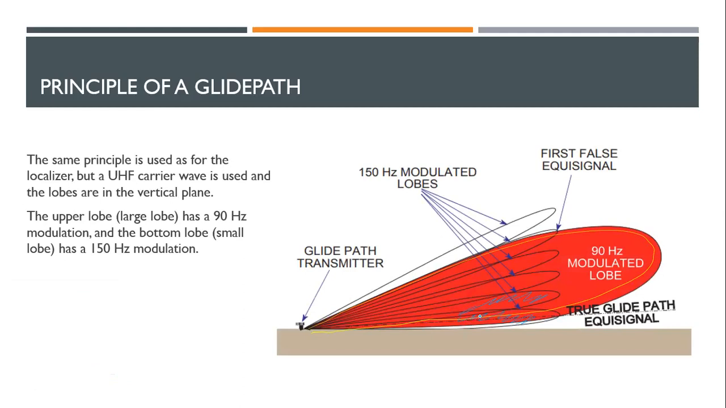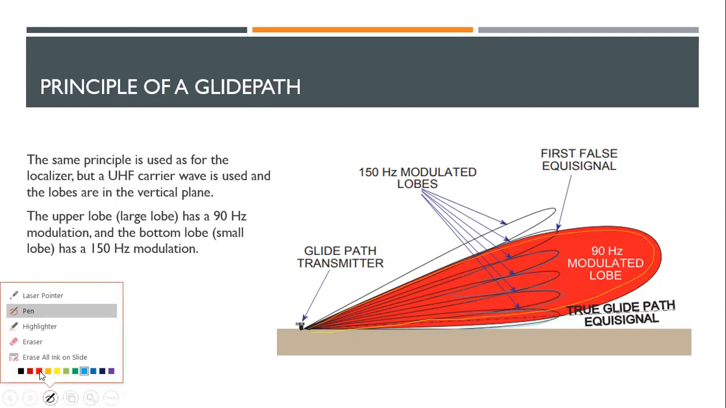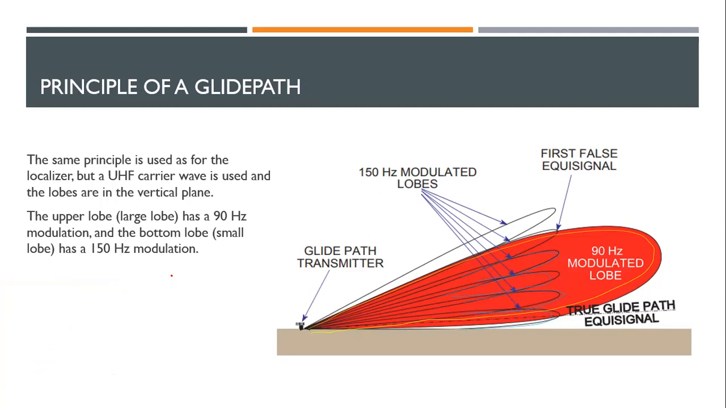Now, who will tell me why these lobes are narrow? The 150 hertz. Just apply some common sense here. You might find the answer because we discussed that in the first or second chapter also. Okay, we'll get the answer here, no problem.